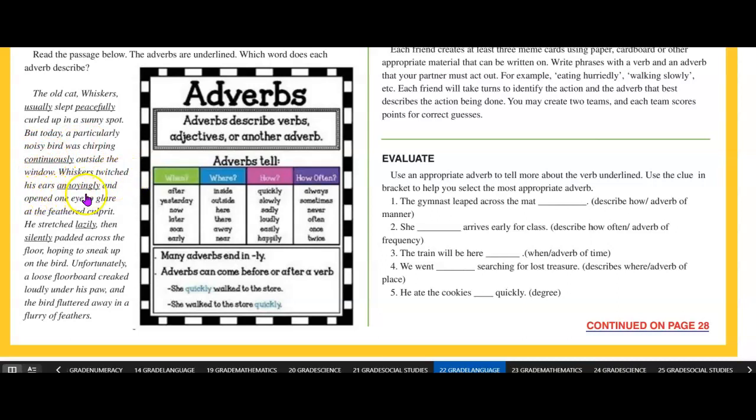Whiskers twitched his ears annoyingly, telling you how the ears were twitching, and opened one eye to glare at the feathered culprit. He stretched lazily, telling you how he stretched, then silently padded across the floor, hoping to sneak up on the bird. Unfortunately, a loose floorboard creaked loudly. Loudly would be another one. Under his paws, and the bird fluttered away in a flurry of feathers. Okay, so all of these underlined words are telling us how the action is being done.